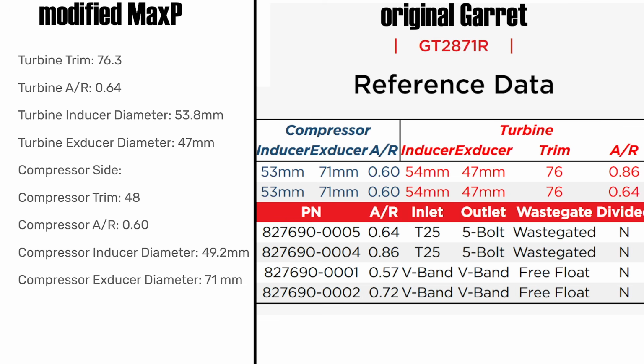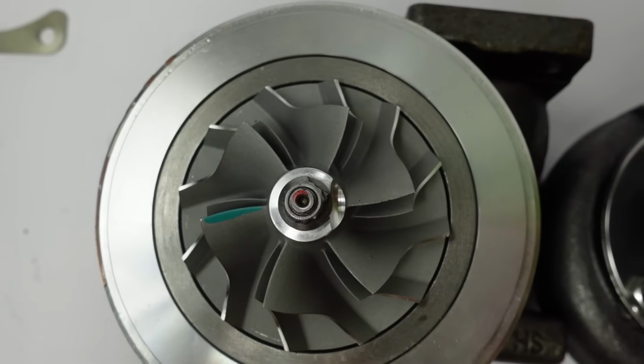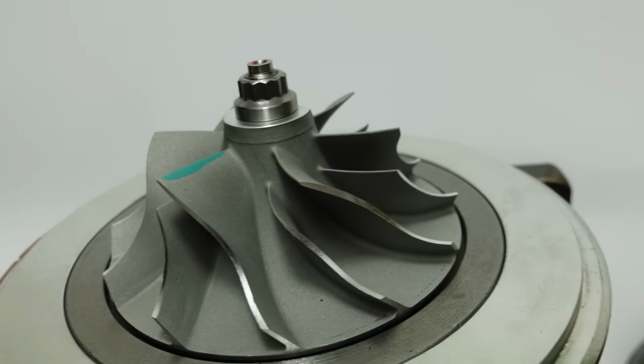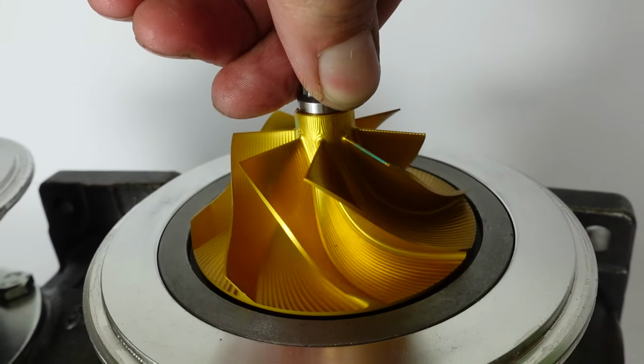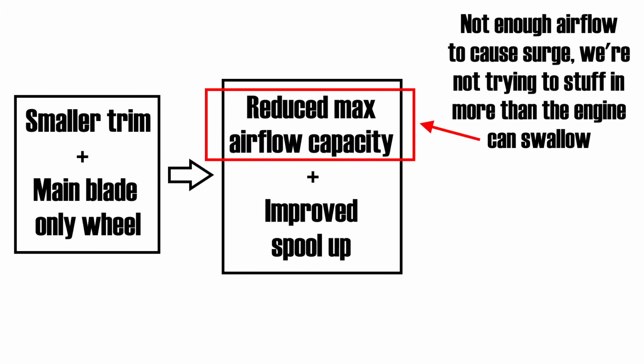The Max Speed turbo uses a smaller inducer, which results in a smaller trim within the same compressor housing A over R. On top of this, they replaced the original splitter blade Garrett design with a 9 main blade only design. Overall, this leads to a slightly faster spool up at the expense of reduced flow at high RPM. It is precisely this reduced flow of the modified compressor wheel that keeps me out of surge at high RPM while helping the turbo feel less like it's too big for the engine at low and mid RPM.